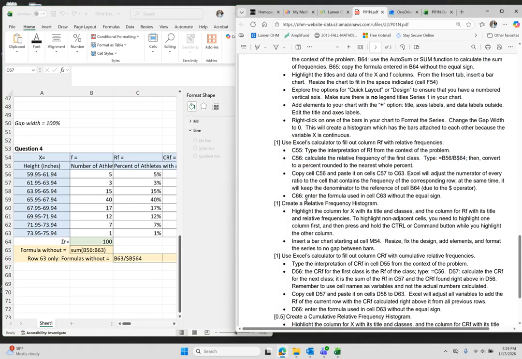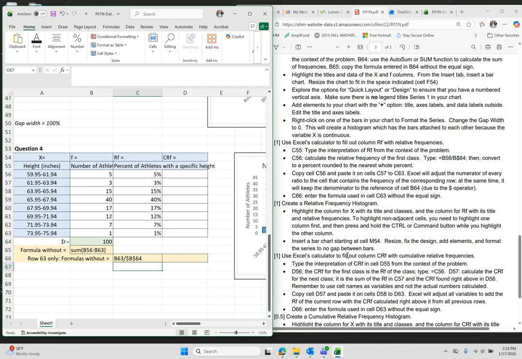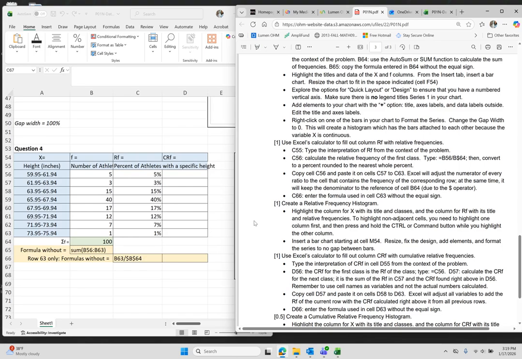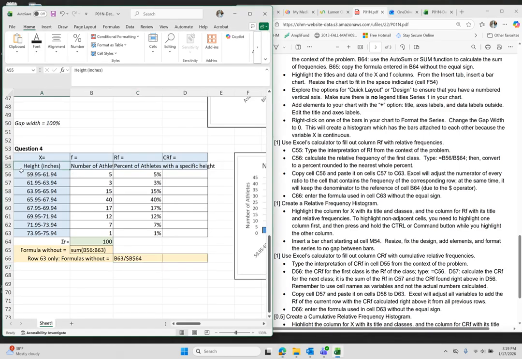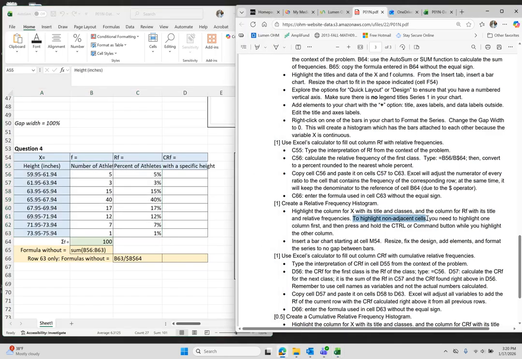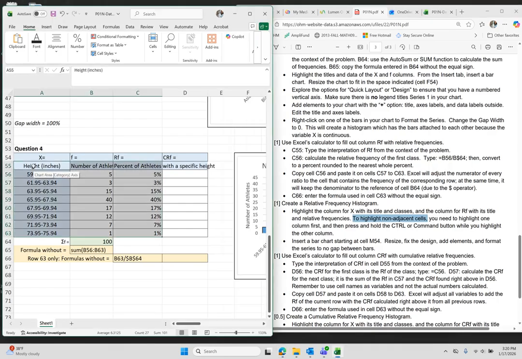So the next part is to create a relative frequency histogram. And to do that, we have to highlight the heights and the relative frequencies. And the problem with trying to do that is that you will end up highlighting the frequencies as well, and you don't want them. So to highlight non-adjacent cells, you need to highlight one column first. So I'm going to highlight the heights only. Then I'm going to let go of my mouse or my pad or keyboard. And then I will go to the title for the relative frequencies that says % of athletes.